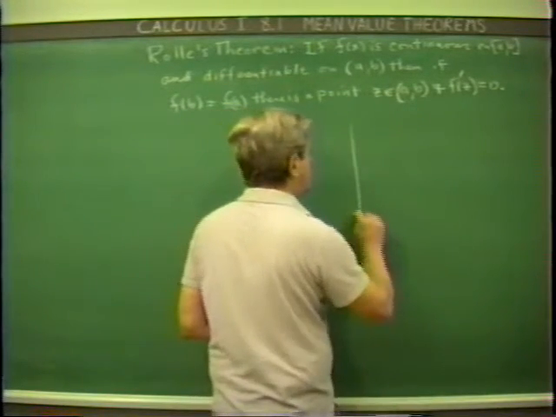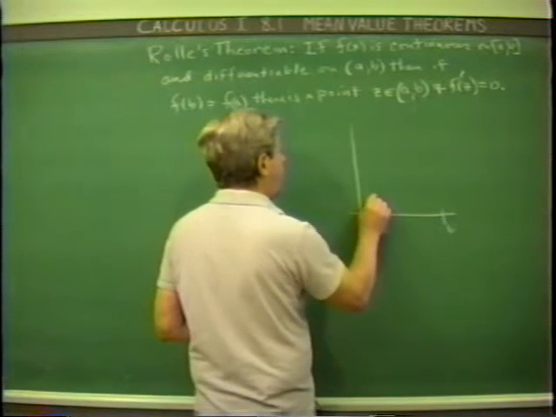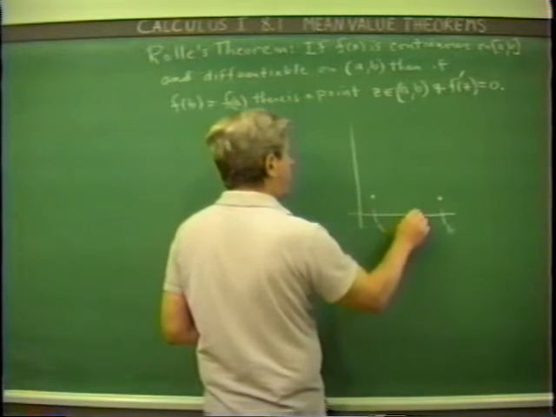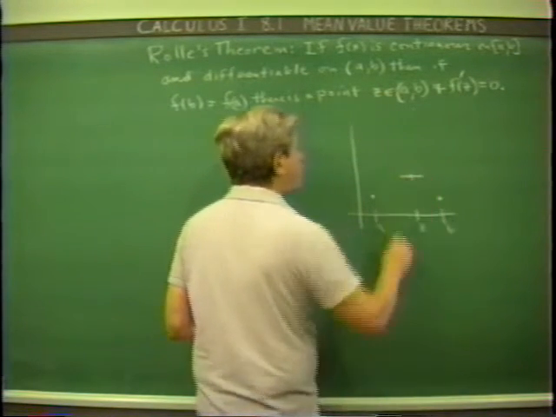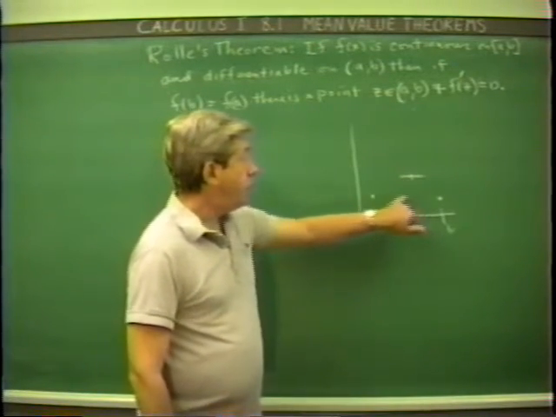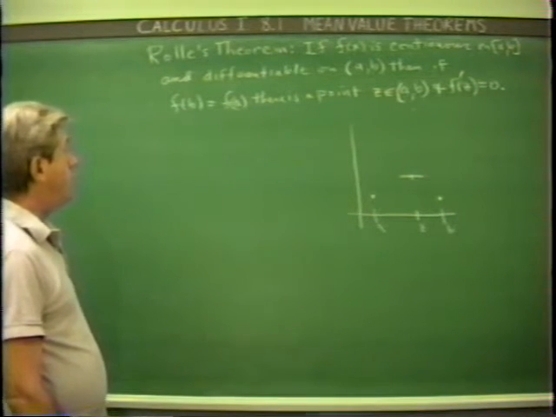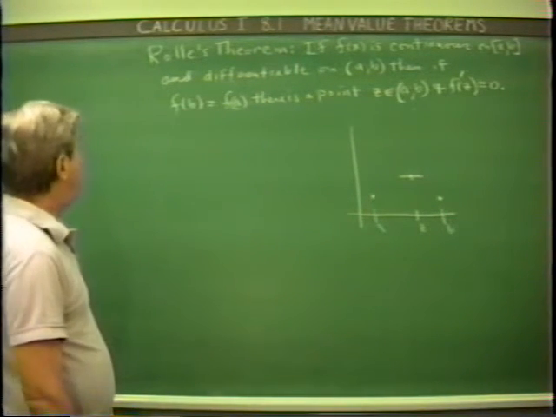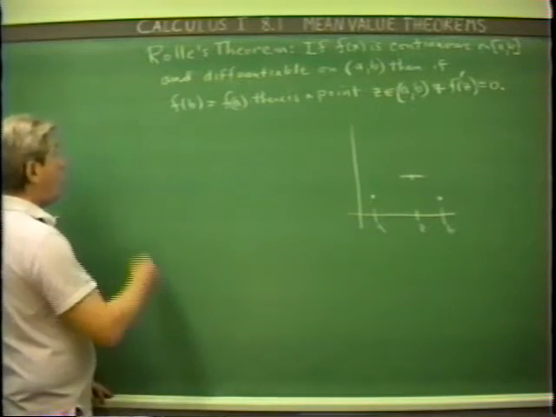Picture is something like this. Here's a, b, and f of a is the same as f of b. Then there has to be some point z between them so that the derivative at z is 0. Providing the value of the function at a and the value of the function at b are the same. All right. To prove this, you basically look at three possible cases.